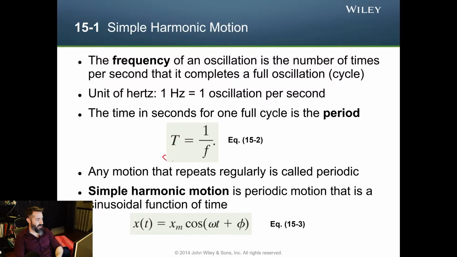So the frequency, we've used this equation before. The period is equal to 1 over the frequency, or vice versa. The frequency is equal to 1 over the period. Remember, the period is one cycle of something that it goes through.